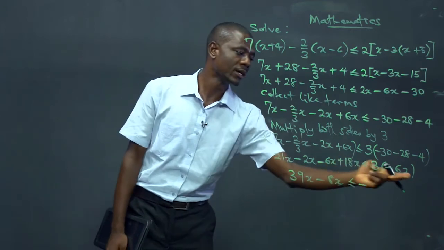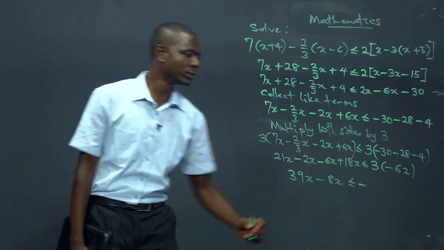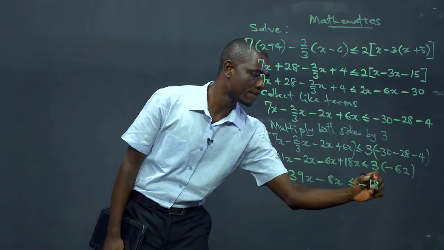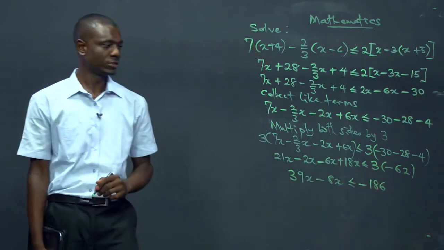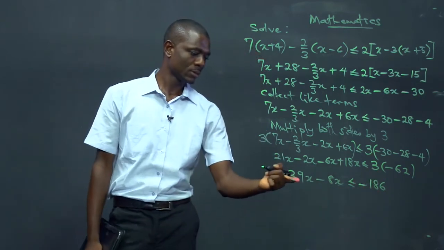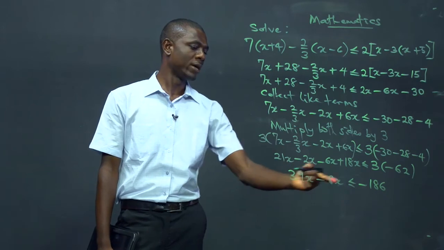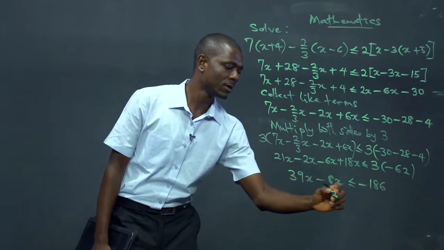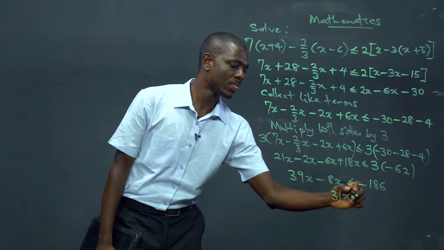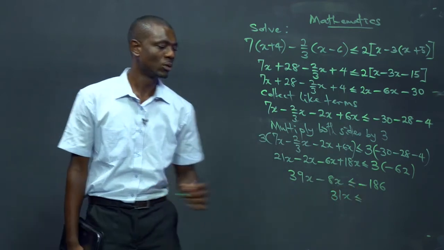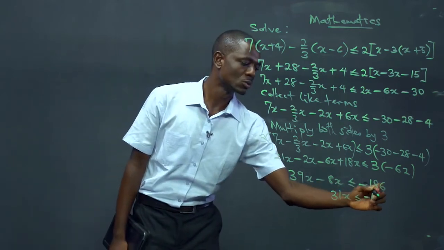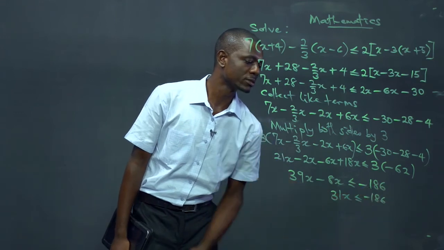And then 3 times 62 will give 186. 39x minus 8x would give 31x less than or equal to minus 186.